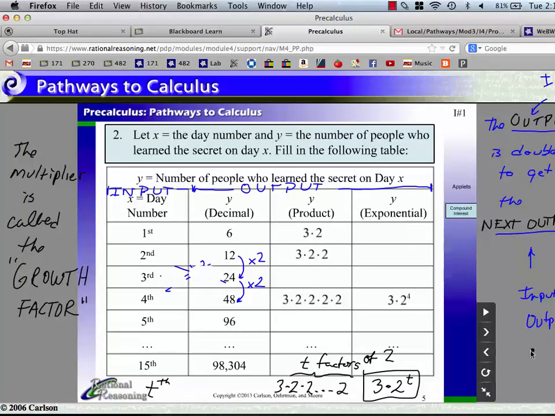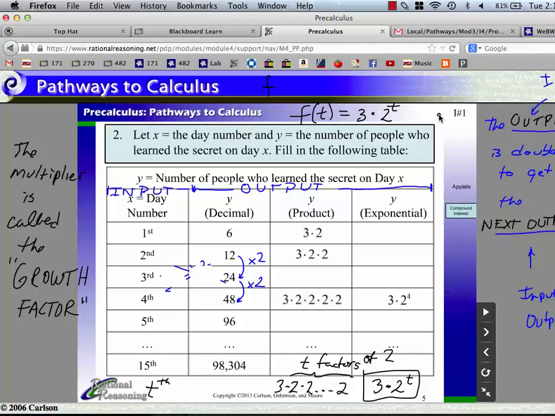Okay, so then if we wanted to write our function, we'll do it here. So our function then would be f of t, the output, or y, is equal to 3 times 2 to the t. But when you see that 2 to the t, know that that's just a convenient way to write what? t 2's multiplied together. That's what you've got to see.